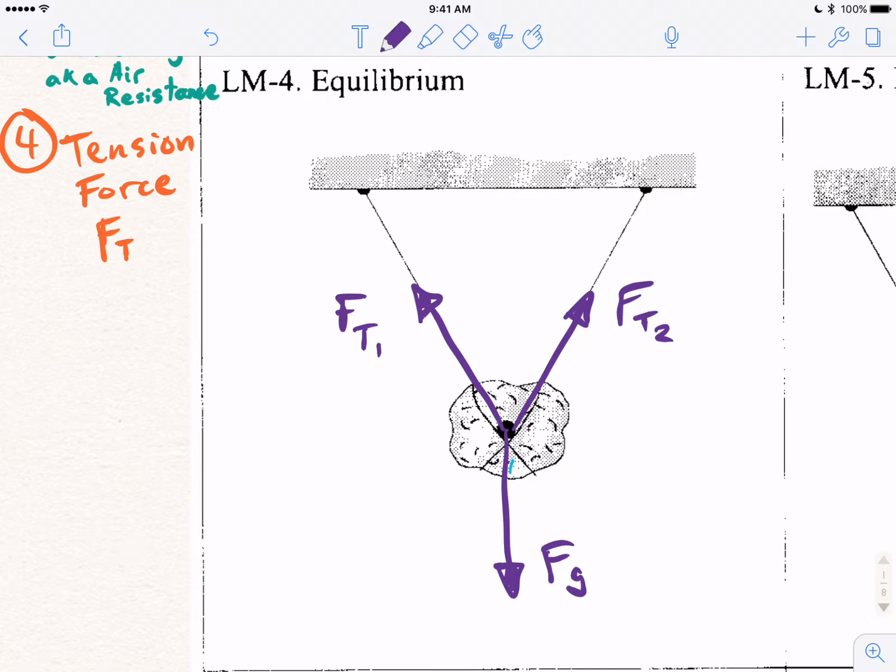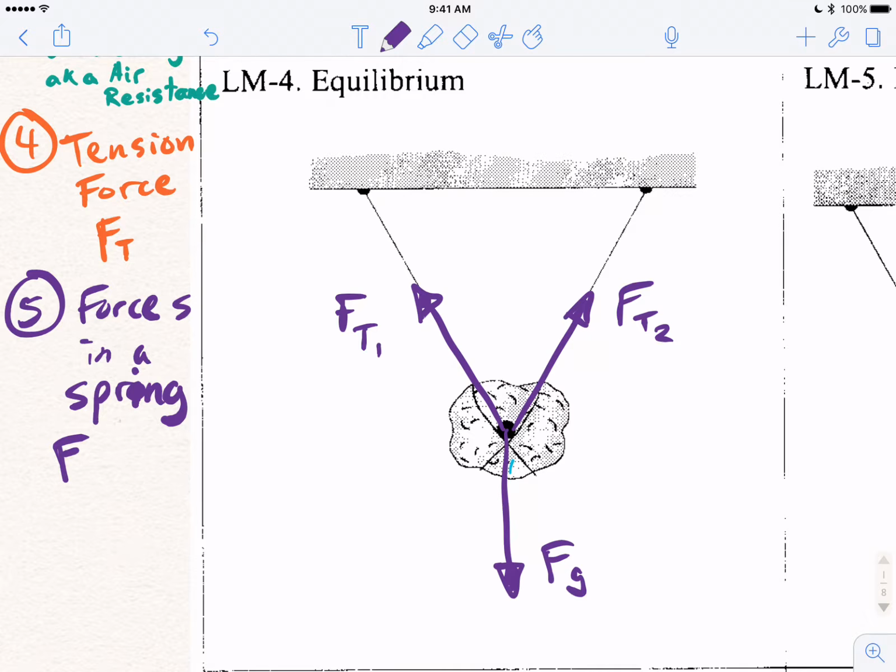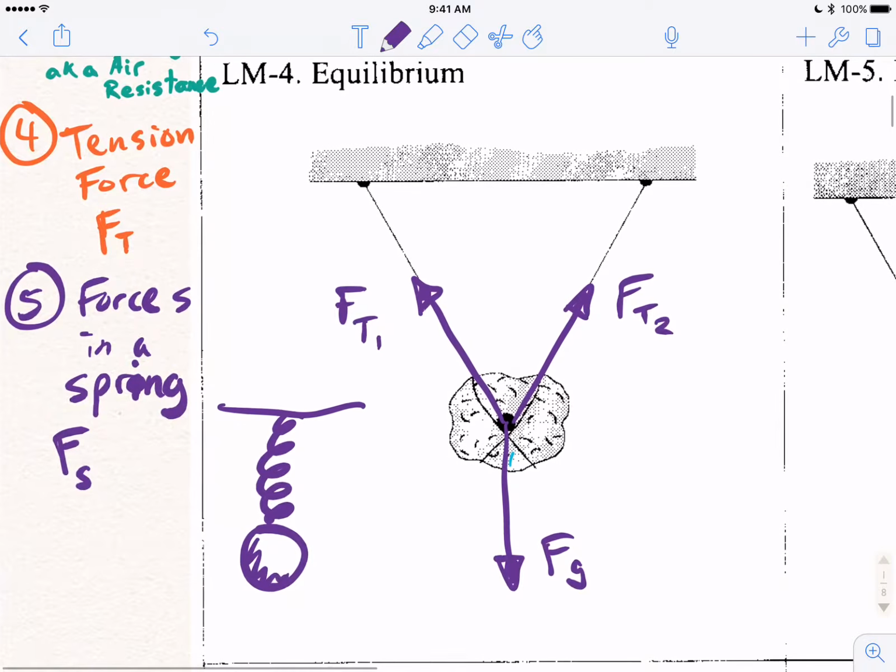And then lastly, we're going to look for forces in a spring, or sometimes called spring forces, and you just write F with a subscript S for that. You have to actually physically see springs in this situation, so if you don't see a spring in this situation, then you don't have a force in the spring.